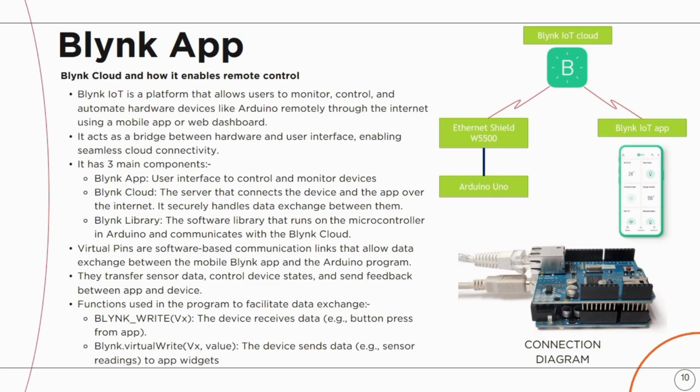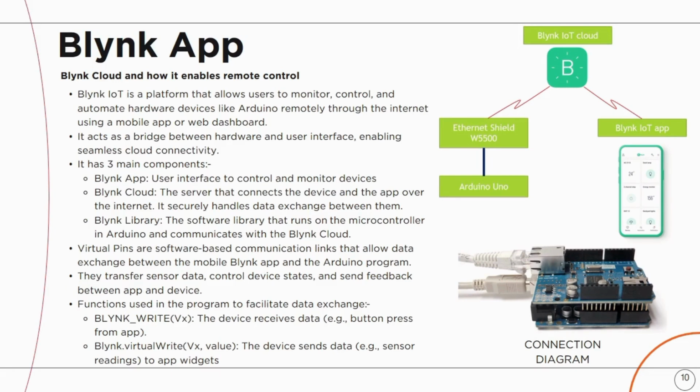The Blynk library is a software library that runs on the microcontroller in Arduino and communicates with the Blynk cloud. Blynk IoT has introduced a feature known as virtual pins, which are software-based communication links that allow data exchange between the mobile Blynk app and the Arduino program. These virtual pins transfer sensor data, they control device states, and also send feedback between the app and the device.